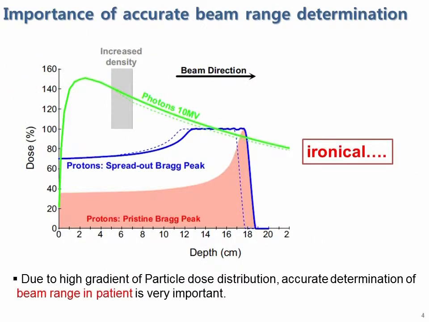However, these advantages in dose distribution can cause some problems. As you can see, if unexpected density variation occurs in the patient, in particle therapy, the prescribed dose is not delivered to the treatment volume, or high dose can be delivered to the healthy tissues or organs.